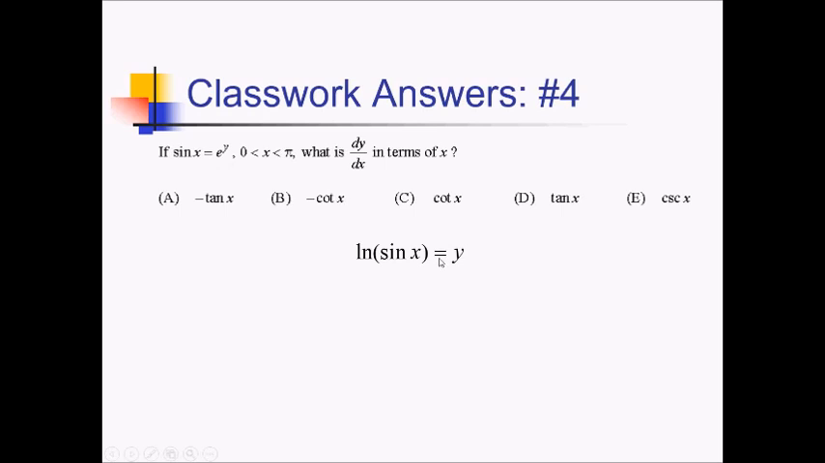All right, well, let's just take the derivative of ln of sine of x then. That's going to be 1 over sine of x times the derivative of sine, which is cosine. Well, cosine over sine, we can actually simplify that to cotan. So that ends up being our y prime on this one, cotan of x, choice C.